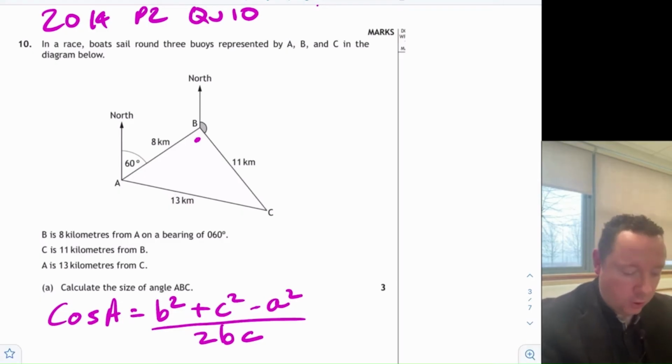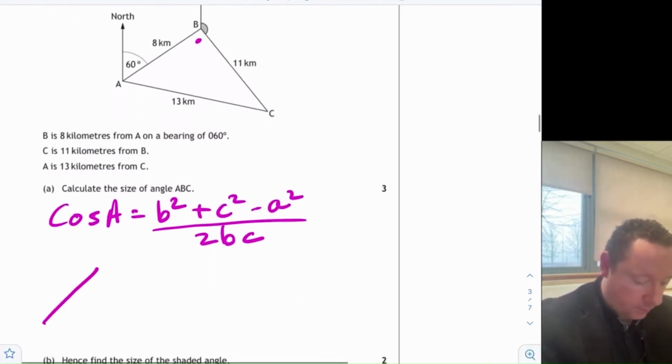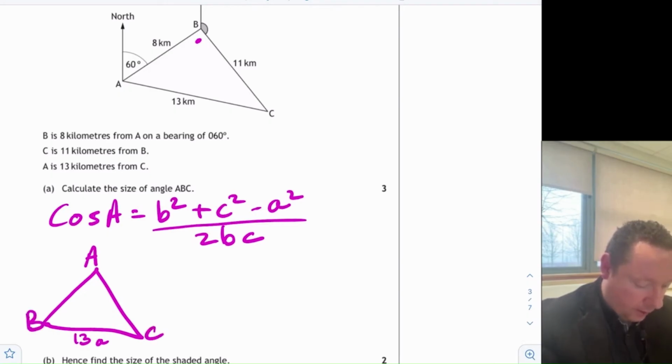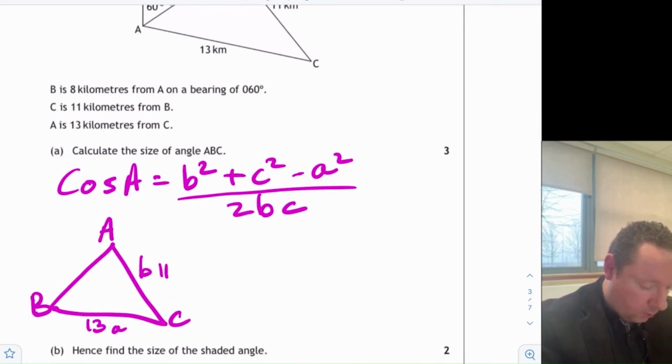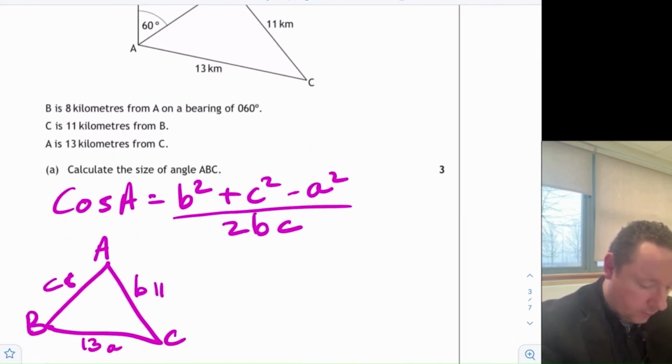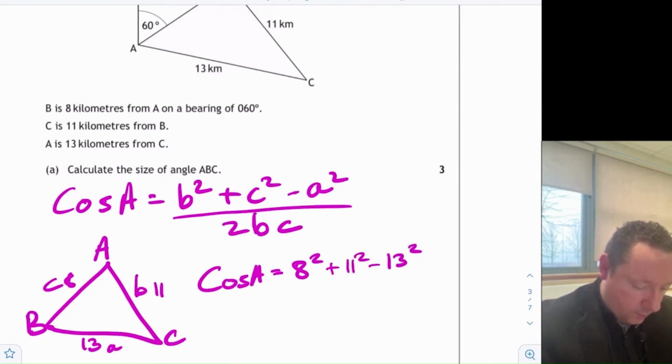If you want to avoid confusion, you can draw yourself a little diagram, like so, and go, right, I'll call that A because that's the angle I want, and then my 13 is my little a. Then the other two sides would be B and C, so that would be B at 11 and C would be the other side, which is 8 kilometers. So we can say that the cos of our angle equals 8 squared plus 11 squared minus 13 squared over 2 times 8 times 11.